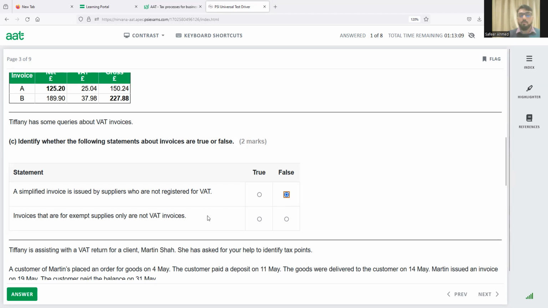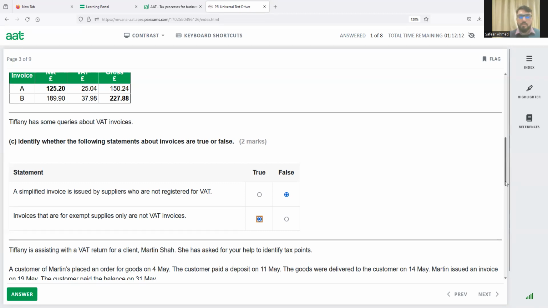Invoices that are for exempt supplies only are not VAT invoices. That's true because VAT is not relevant to exempt supplies. If a business supplies both standard rated and exempt supplies, or any other taxable supplies, maybe zero rated and of course exempt supplies, any of those combinations might still involve issuing VAT invoices, depending on the VAT rate, because for zero rated it's zero anyway. But for the reduced rate, as you know, that's 5% and the standard rate is 20%. So in this case, invoices that are for exempt supplies only are not VAT invoices, and that's true, of course.